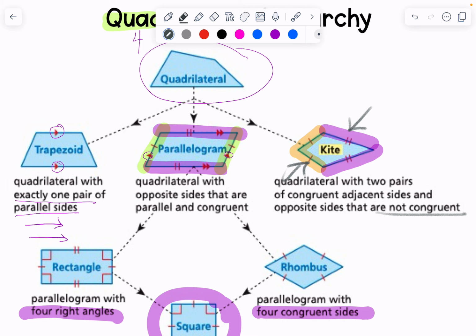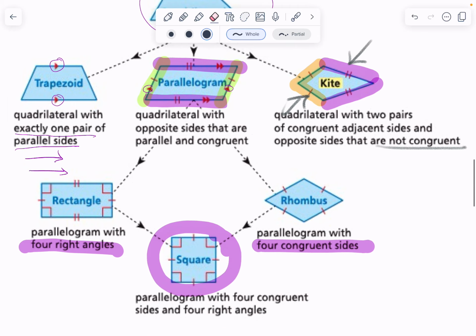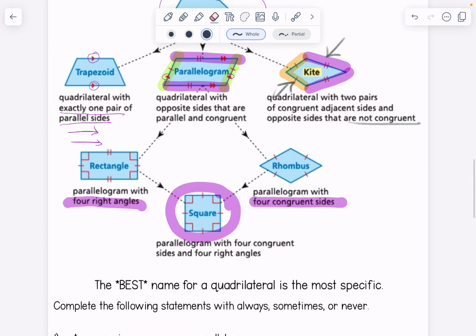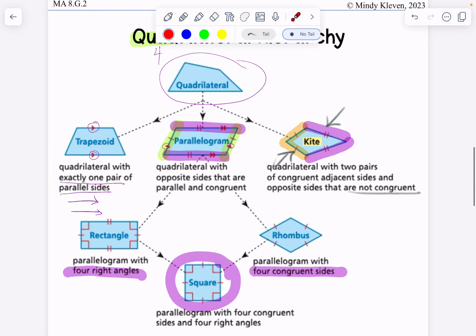A lot of times a kite looks like what you think a kite looks like. But what you need to know about the quadrilateral hierarchy and how we name these different shapes is that the best name for a quadrilateral is the most specific. So, for example, the square, which if you just think of what a square is, the best name for a square is going to be a square. However, technically, a square is also a rectangle, it's also a rhombus, it's also a parallelogram, and it's also a quadrilateral. So it also fits within all these other classifications, but the best name for it is a square.